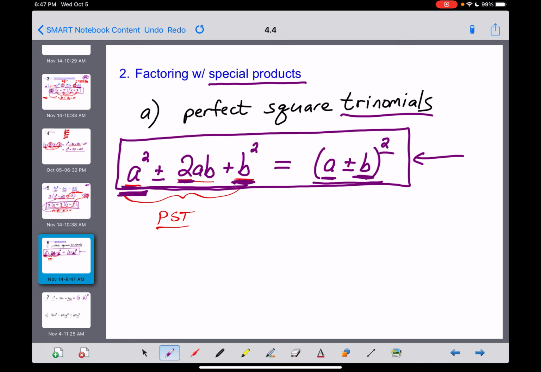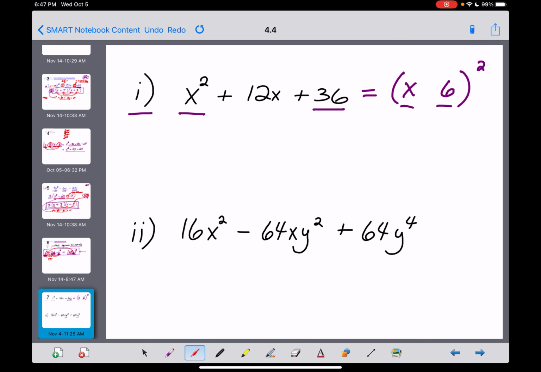And then all that's missing is either a plus sign or a minus sign in between the x and the 6. Whatever sign you were dealing with right here, you're going to use the exact same sign right there. In this case, that sign between the first and second term was a plus, so I'm going to put a plus right there, and x plus 6 quantity squared is our answer. That is the factored form of x squared plus 12x plus 36.